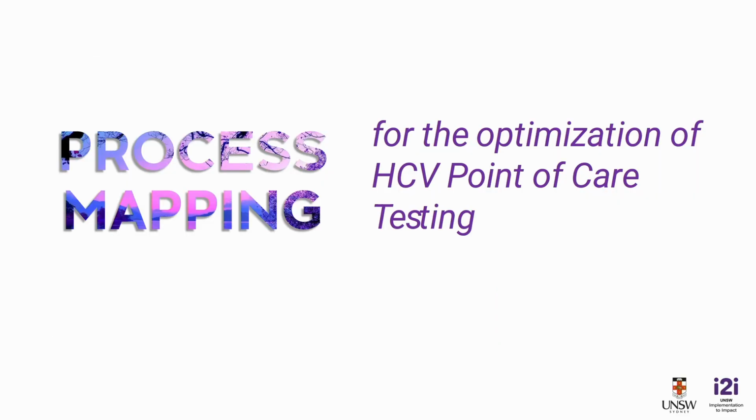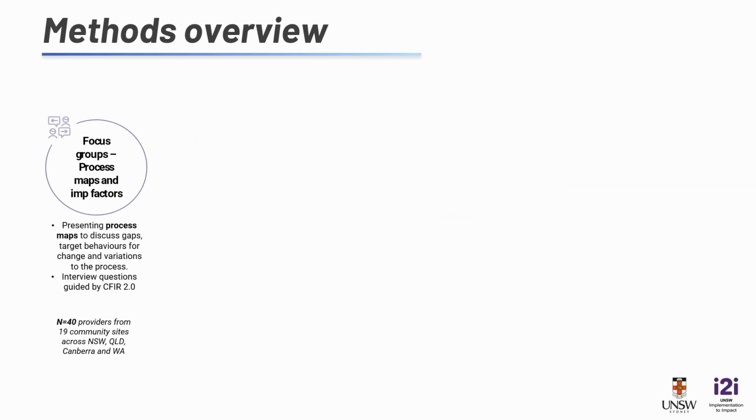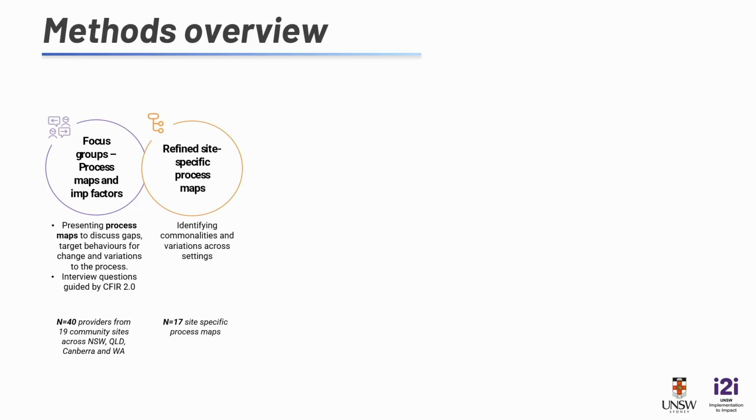So in terms of optimization of the point of care testing process for Hep C, the methods that we used were focus group, process maps, and implementation factors, where we presented initial maps to discuss gaps, target behaviours for change, and variations to the process. And we used interview questions guided by the CIFA that Guillaume mentioned earlier on, with 40 providers from 19 community sites across New South Wales, Queensland, Canberra, and WA in Australia.